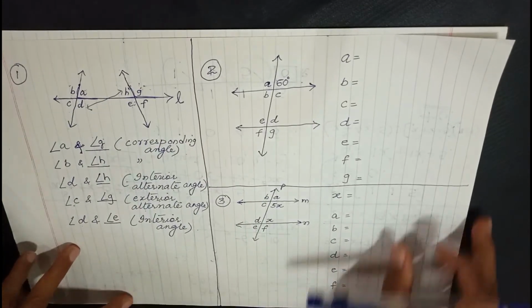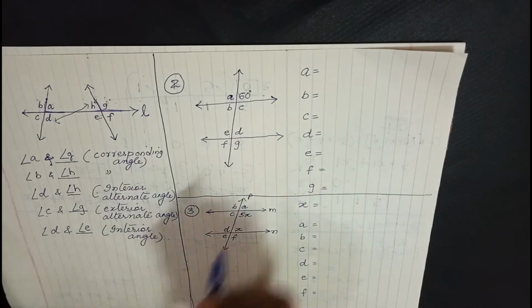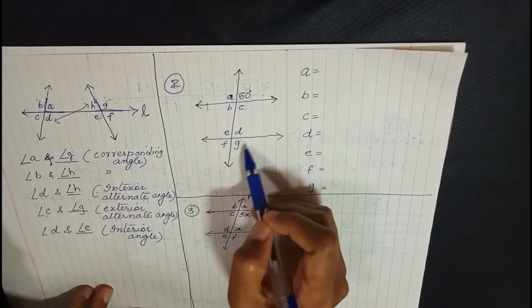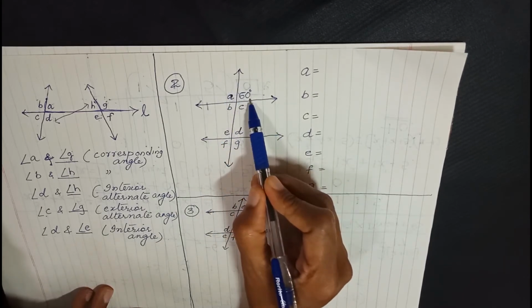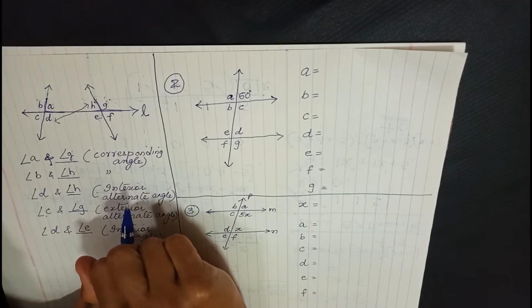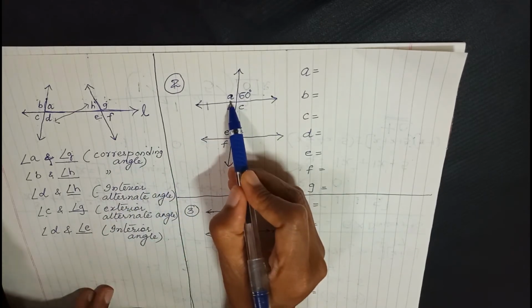Okay, let's go to another question. Let us say we have a question like this. 1, 2, 3, 4, 5, 6, 7, 8 angles we have learned were formed. Out of that, one angle is given, 60. And the question is to find all the other angles, right? So let's start. Let us say angle A.